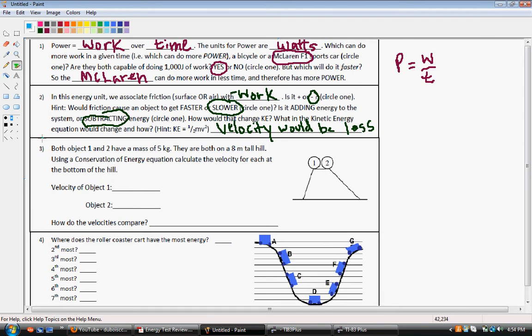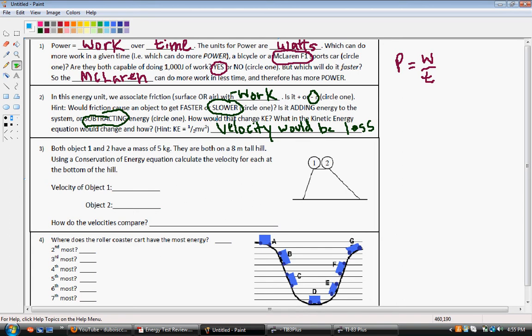Alright, next. Both object 1 and object 2 have a mass of 5 kilograms. They are both on an 8-meter tall hill. Using the conservation of energy equation, calculate the velocity for each at the bottom of the hill. Well, on the object 1 side, the hill is a lot steeper than the slope for object 2. And we want to know what is the velocity for each of these objects when it's at the bottom.